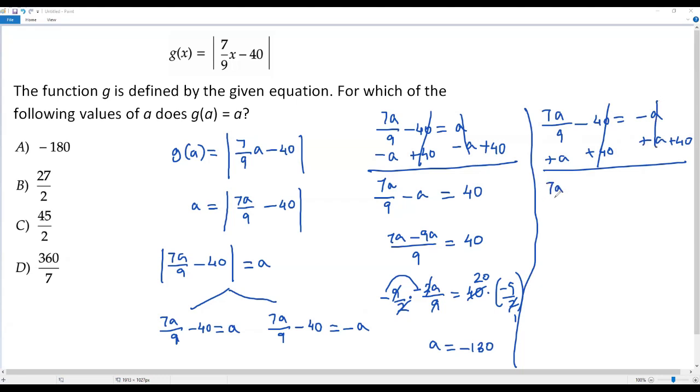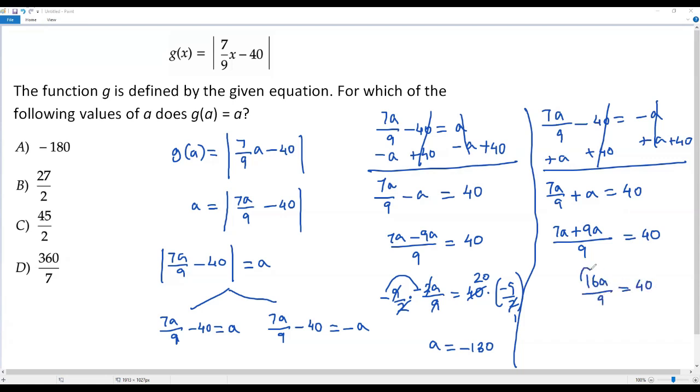I'm getting 7a over 9 plus a on the left side. On the right side, we have 40. Now we can multiply this a by the denominator 9. Then I'm getting 7a plus 9a. Since we have multiplied this a by this denominator 9, we can take this 9 as a common denominator. On the right side, we have the same value 40. When I combine 7a and 9a, I am getting 16a over 9 equals 40.